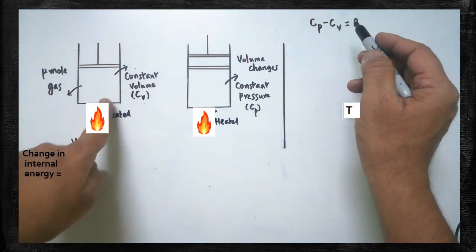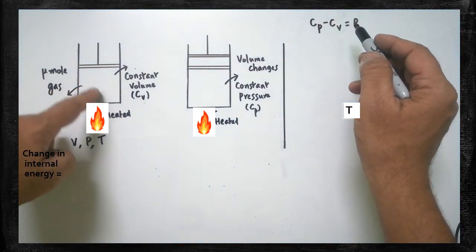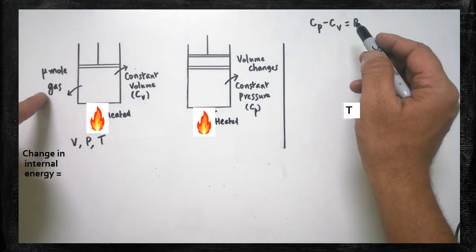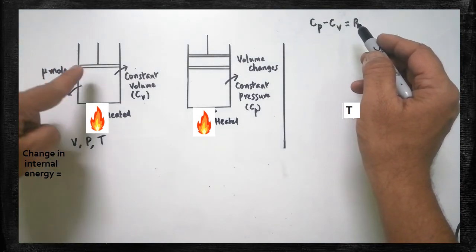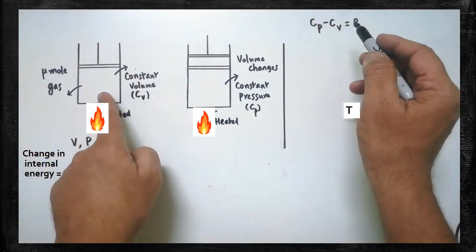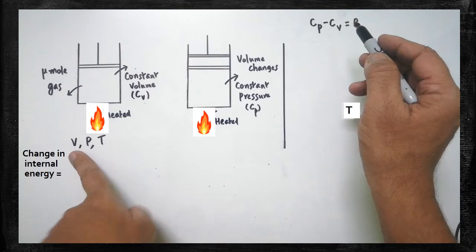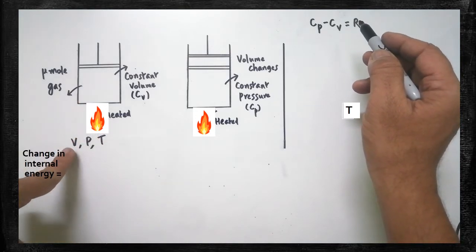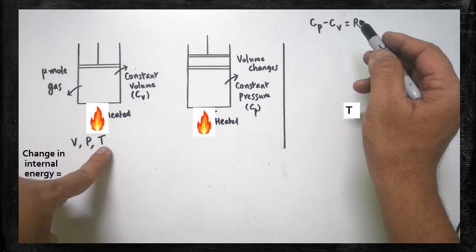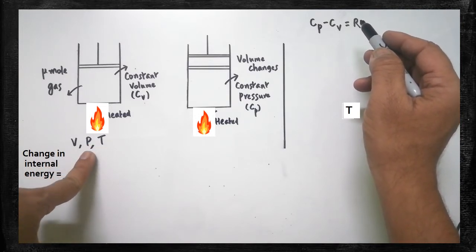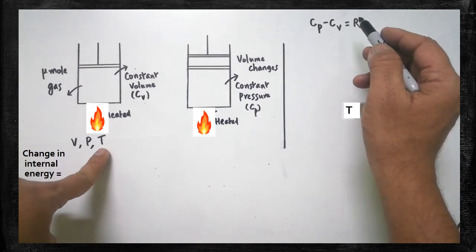Okay. Let us imagine a cylinder in which a gas is filled up, mu mole amount of gas is filled up, and this is the piston arrangement. Are you clear? Now the gas is to be heated. Initially the volume, the pressure and temperature of the gas are V, P and T respectively. Initial volume is V, initial pressure of the gas is P, initial temperature of the gas is to be taken as T.